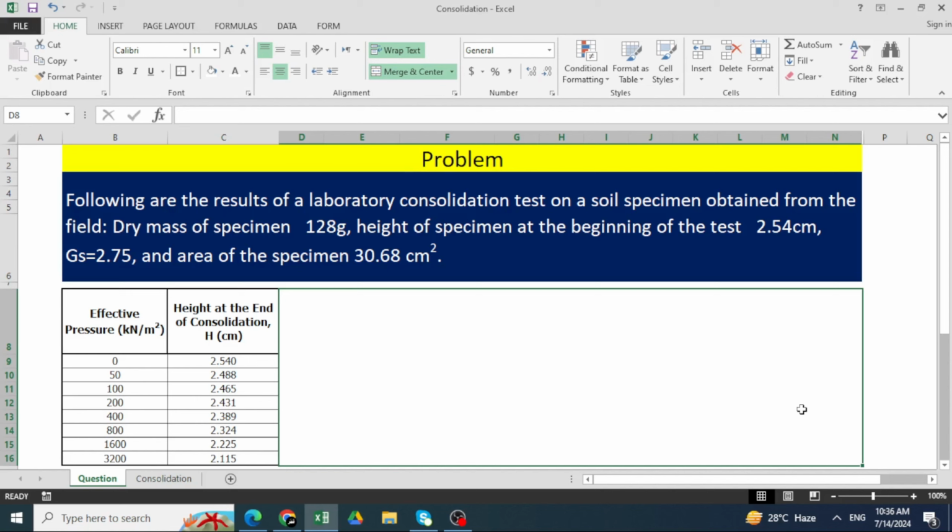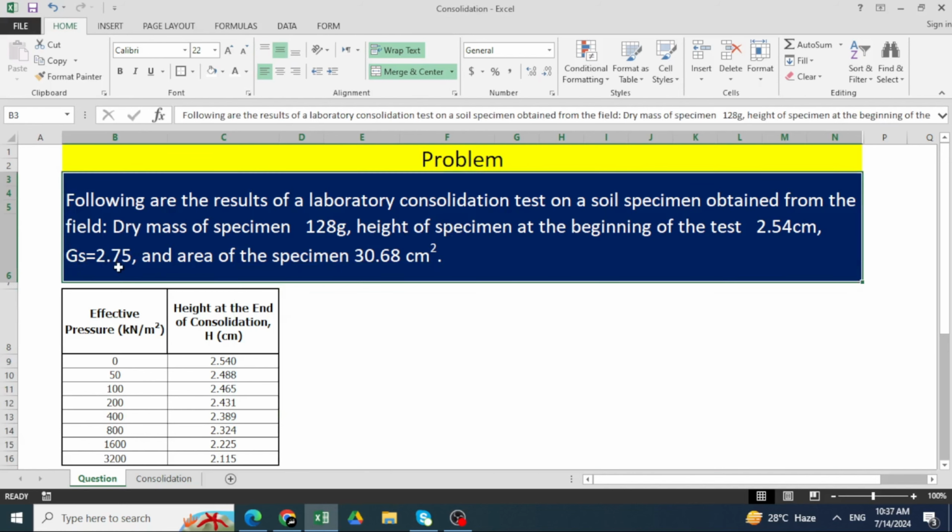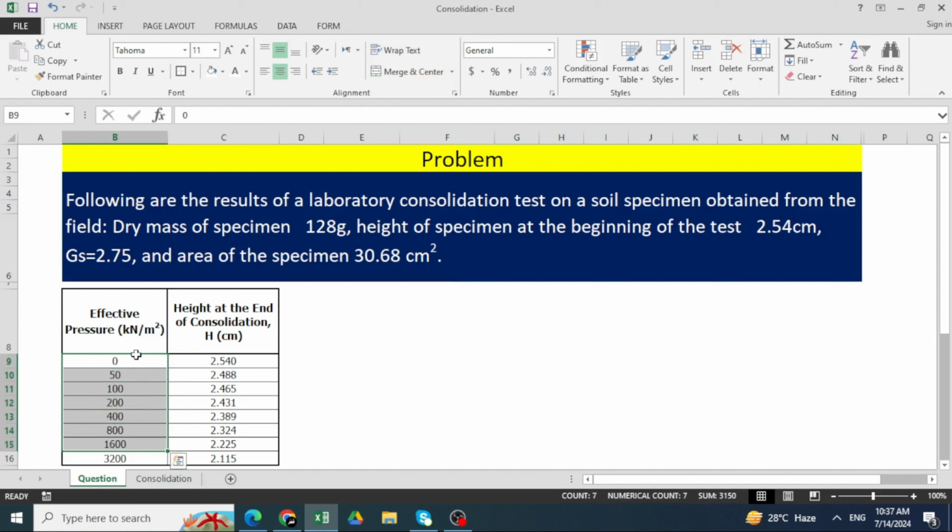And in today's video we will learn something a little bit different in Excel. Here we have a numerical which is totally linked to geotechnical engineering, which we will solve using the Excel sheet. So here we have a problem with data acquired from the field as well as from the laboratory. In the problem we have a soil mass that is 128 grams, and the height of the sample as well as the specific gravity and the area of the sample.